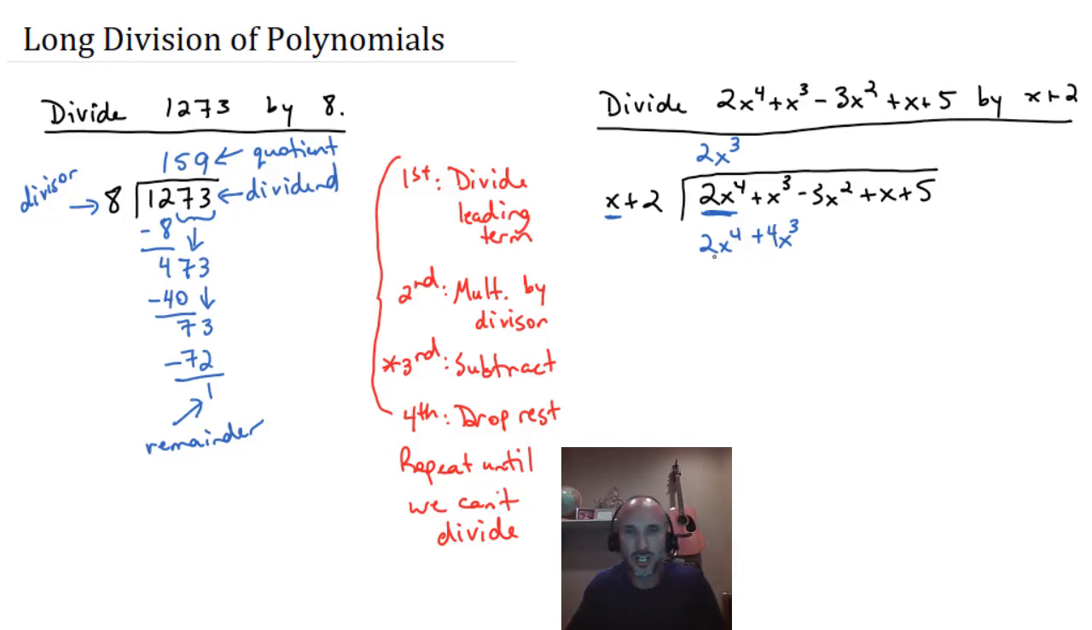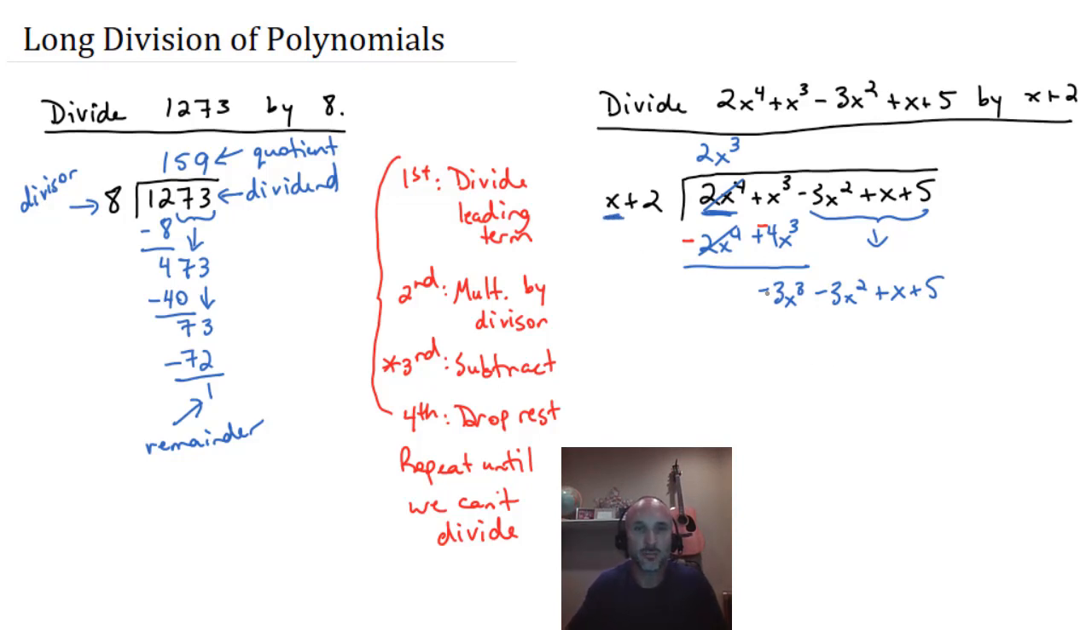Because I have to subtract all of this, I have to distribute the negative. So I'm going to switch colors here from blue to red, and I'm going to change this to a negative, and I'm going to change this to a negative, because I'm distributing that subtraction. Then, when I do the subtraction, I get 0, which is what I want. This first term should always cancel if you've done it right. And then x cubed minus 4x cubed is negative 3x cubed, and then I drop the rest of this. Minus 3x squared plus x plus 5. Okay? Then we start the process over.